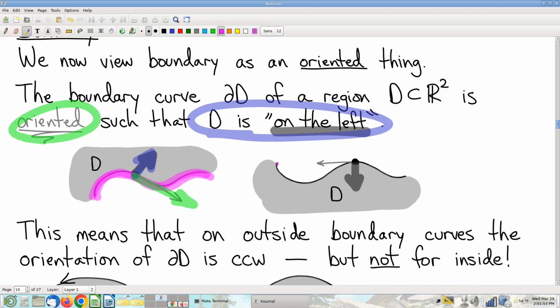Now, what about this other scenario? Here's a piece of curve that's part of the boundary of this gray region D. Which direction do I have to go in order to put the lake on the left? To put the region D on the left? Well, again, two different ways that you could walk, and you have to imagine yourself actually walking along one way or the other. Think it through, and this way. If you're walking that way along the curve, the region is on your left.